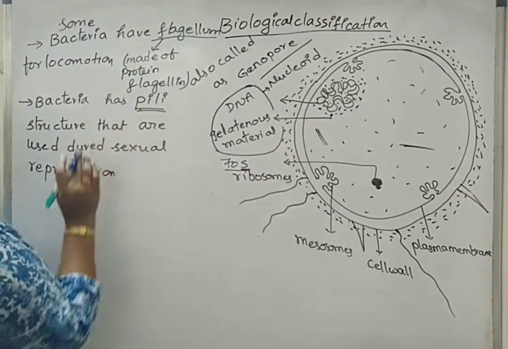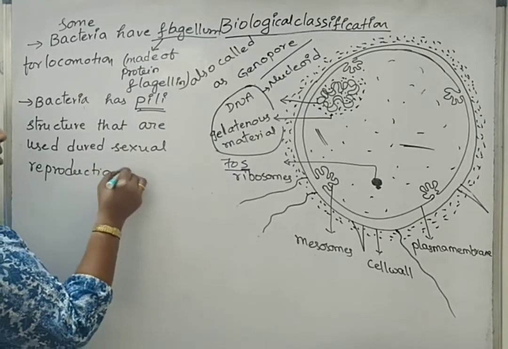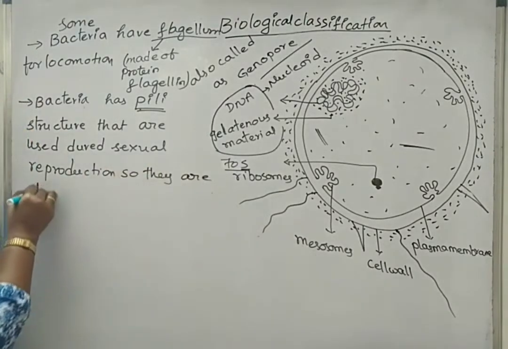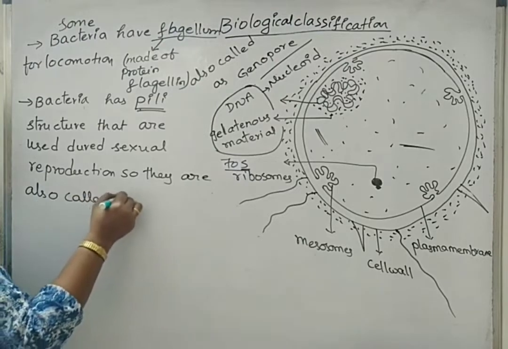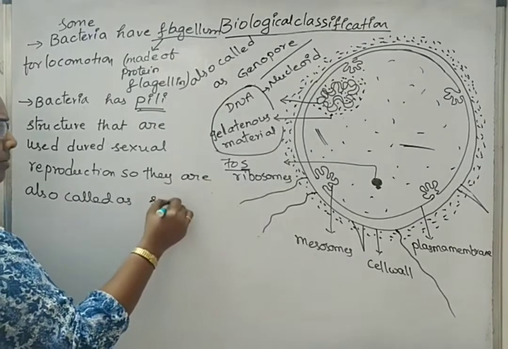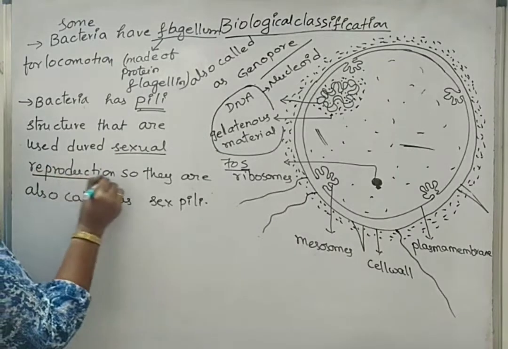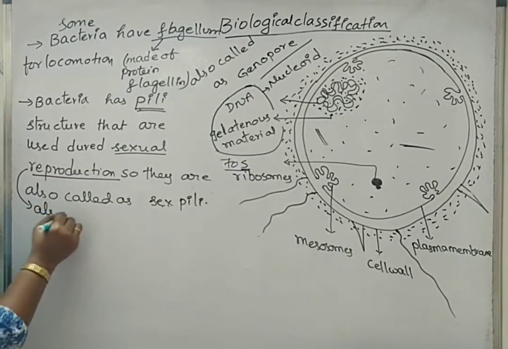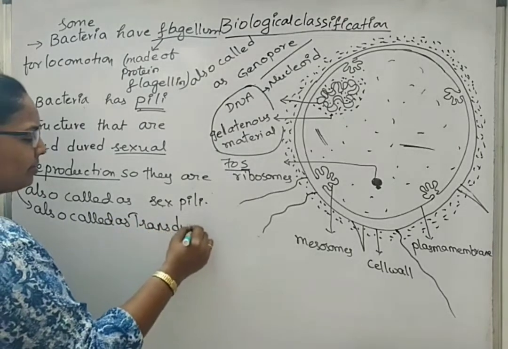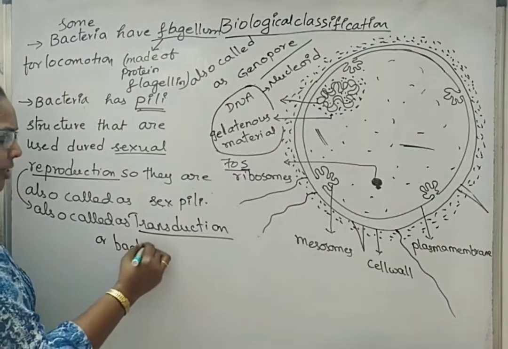So pili are the structures that support during sexual reproduction by adhering to the opposite bacteria. So they are also called sex pili. This sexual reproduction in bacteria is also called transduction or bacterial conjugation.